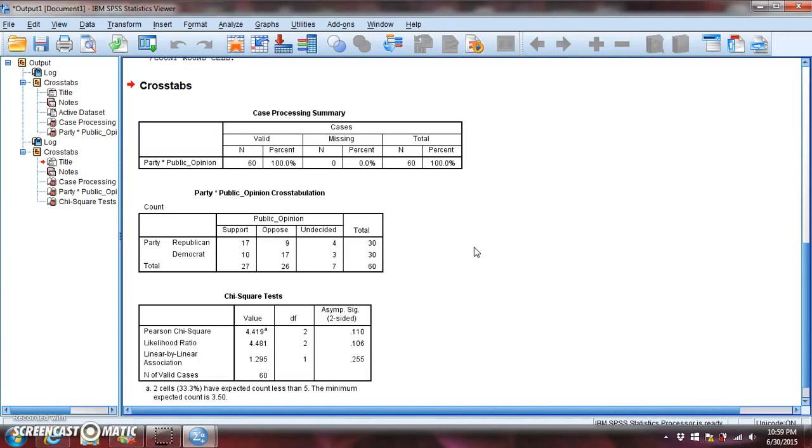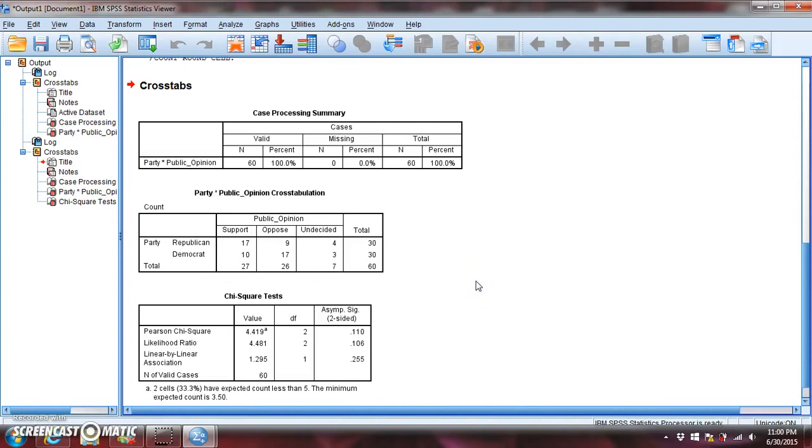Now part of that, if you tie everything together, is that a test like this might not have all that much power because we only have 60 participants spread across these 6 different cells. If we had more participants and we had the same proportion of support, we probably would have a significant test. But for now, we do not have a significant test. So given the data we have, we conclude that there is no relationship between party and public opinion.